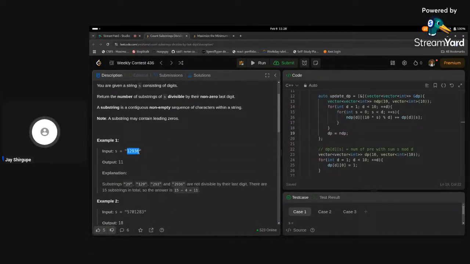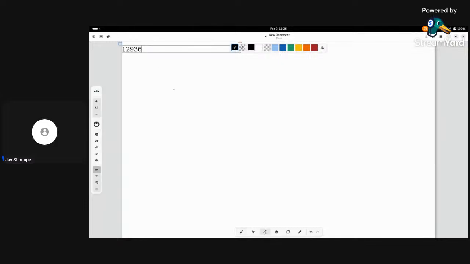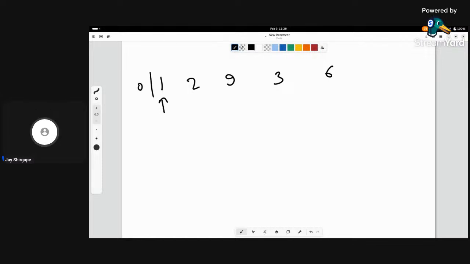So let's take 1 2 9 3 6. Here we take 1, 2, 9, 3 and 6. Now consider this prefix: at this point you have no prefix, you only have a 0 over here. So in this case the number of prefixes that you have is only 0, and up to j, the prefix of j would be 1. So you can say 1 minus 0 equals 1, and this is divisible by 1, so you're all good.